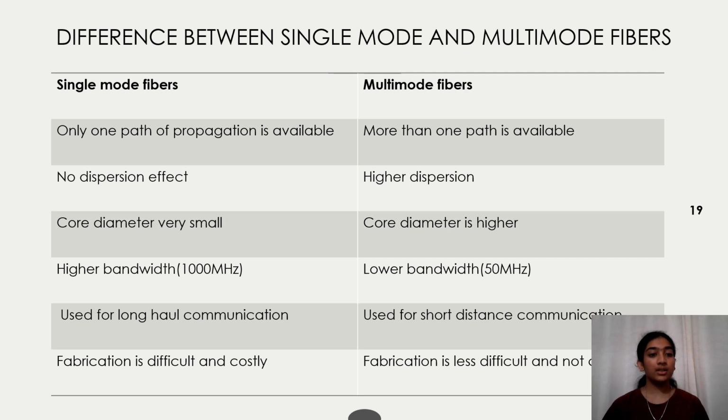Single mode fibers have higher bandwidth, multimode fibers have lower bandwidth. Single mode fibers are used for long haul communication, multimode fibers are used for short distance communication. In single mode fibers, fabrication is difficult and costly. In multimode fibers, fabrication is less difficult and not costly.